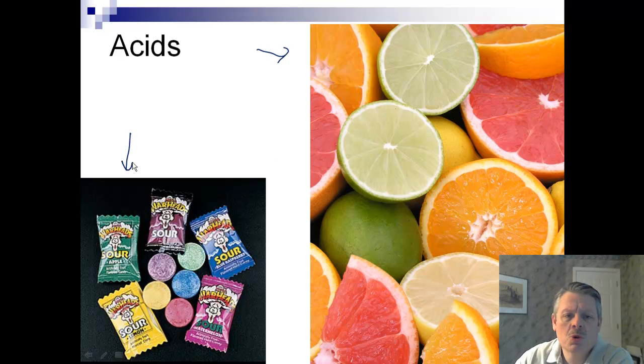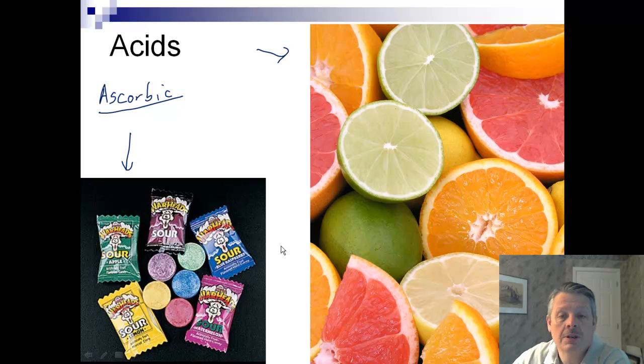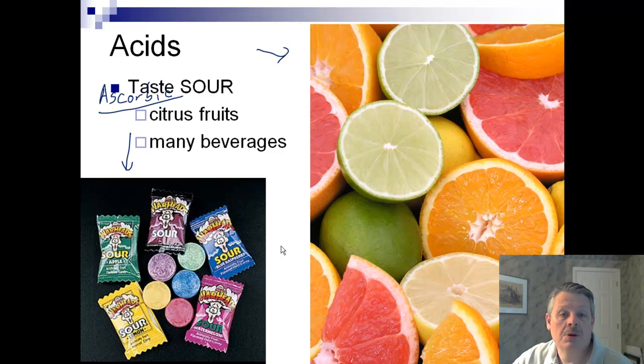And down here, these are Warheads, which if you've ever had them and you look carefully at one of these, they have a white coating on them. And the white coating is ascorbic acid. And ascorbic acid is actually vitamin C, which of course is also in citrus fruits. It is coated with that white stuff on the outside that makes them really, really sour when you first put it in your mouth. That's ascorbic acid, so it is an acid, so it tastes very sour. And so that's how you know that acids are sour.